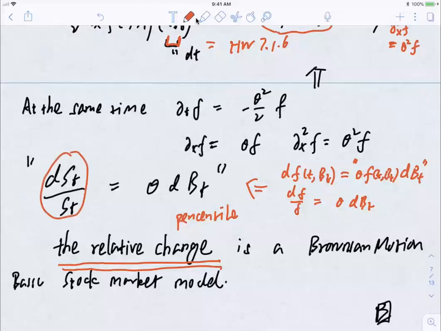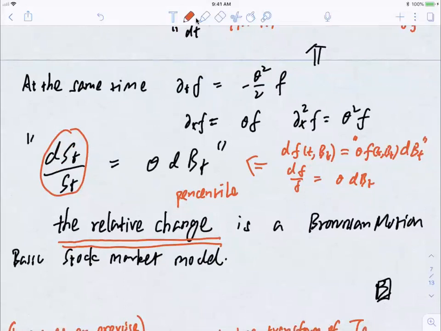If your original price is $100, and dS is like $10, then the relative change is 10%. So the relative change matters most of the time. It's not the absolute value, it's the relative value. Relative change is a Brownian motion.